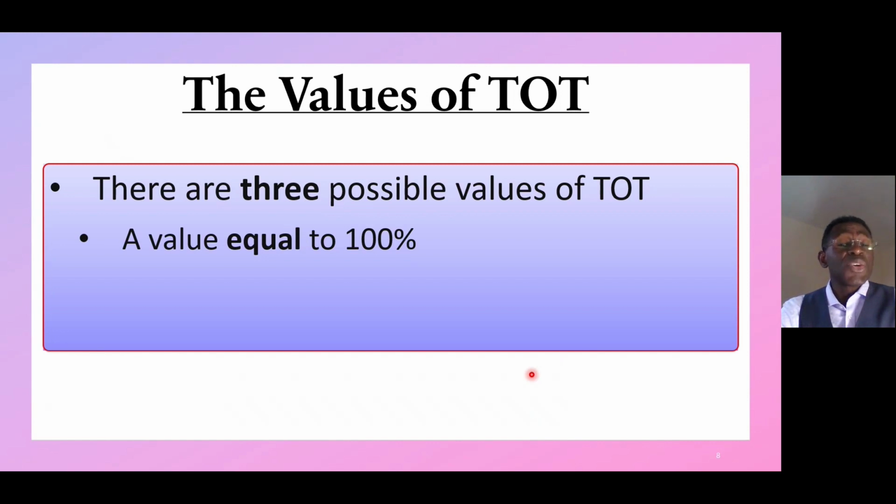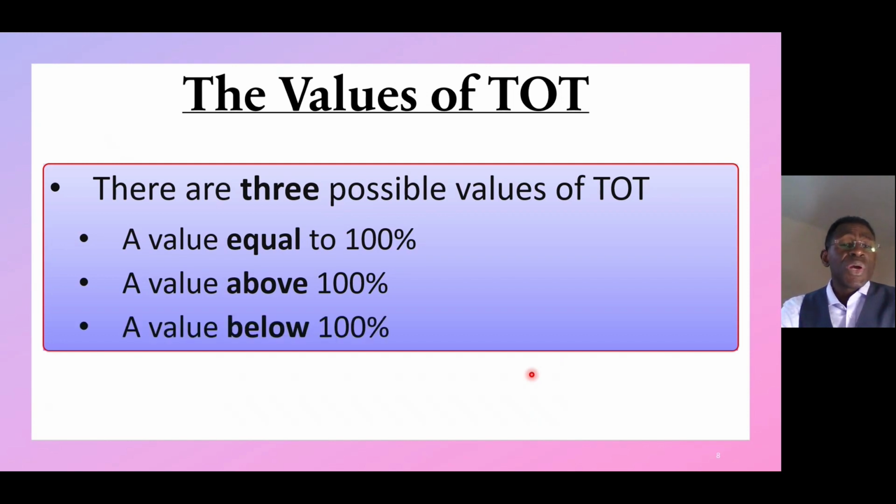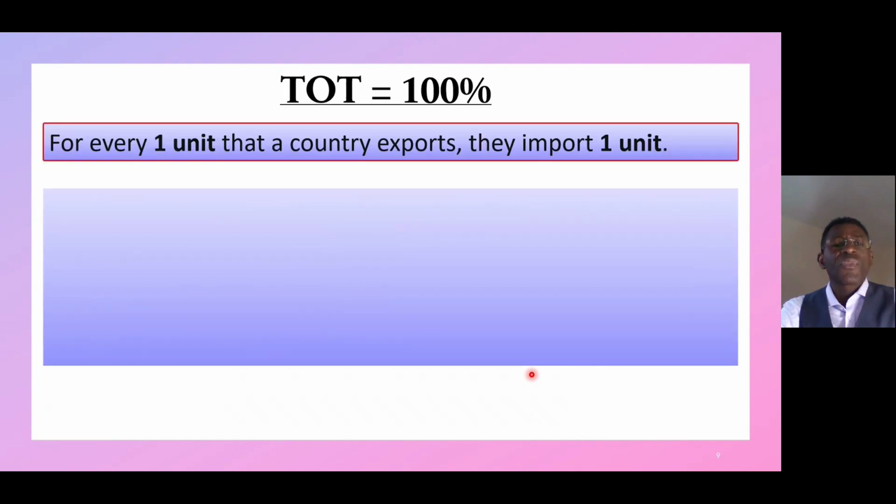You can have a value that is equal to 100%, a value that is above 100%, and a value that is below 100%. So a TOT equal to 100%, what does that actually mean? It means that for every 1 unit that a country exports, they import 1 unit.